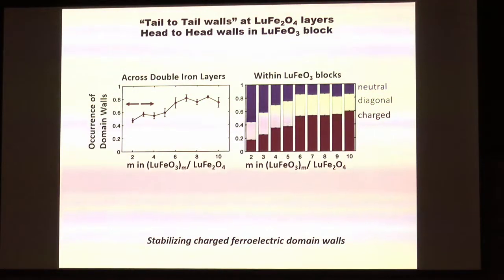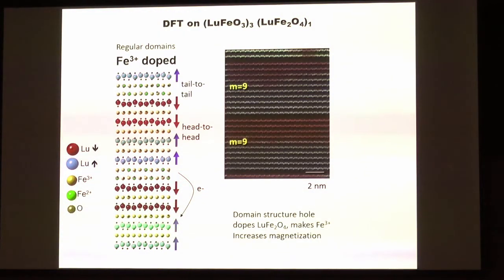And so what we think is happening here, so this is again DFT from Craig Fennie's group, is that nominally this 1,2,4 double iron layer has an iron valence of 2.5, whereas the 1,1,3 has a nominal iron valence of 3. And so what they calculate is that an electron is moving from this 1,2,4 layer into this 1,1,3 layer, which is then stabilizing the charge buildup for these head-to-head domain walls.